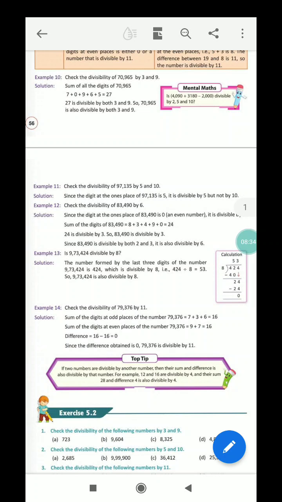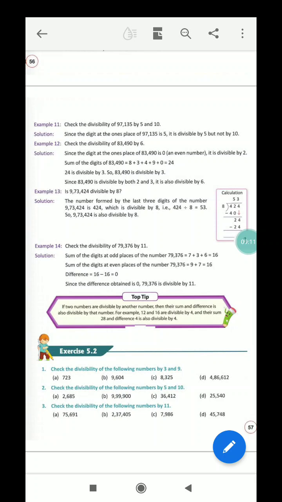Now let's take another example. Example number 12. Check the divisibility of 83,490, whether it is divisible by 6 or not. For the divisibility test, we know that a number is divisible by 6 if it is divisible by both 2 and 3. So for the solution, since the digit at the ones place of 83,490 is 0, an even number, it is divisible by 2.